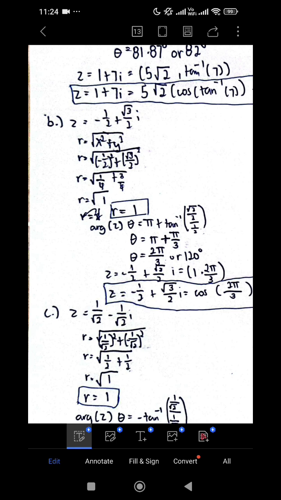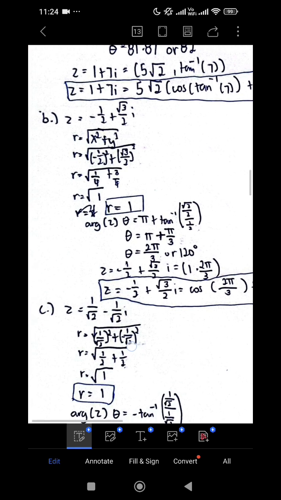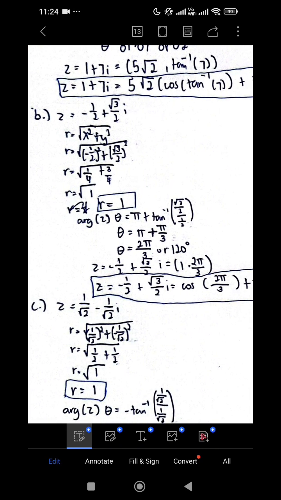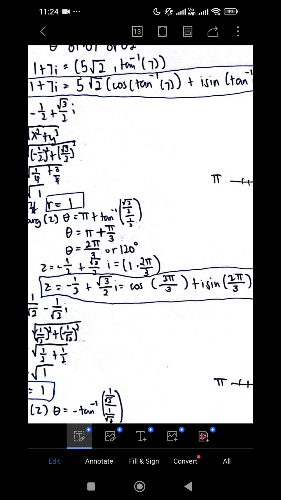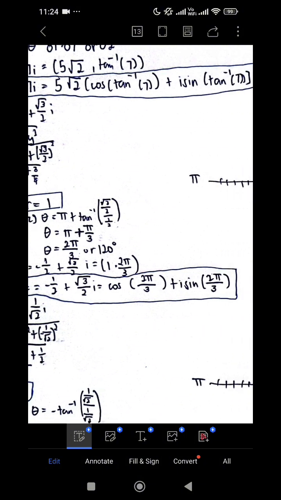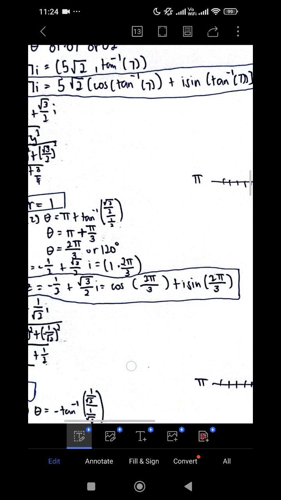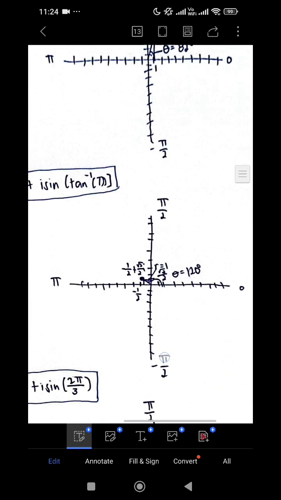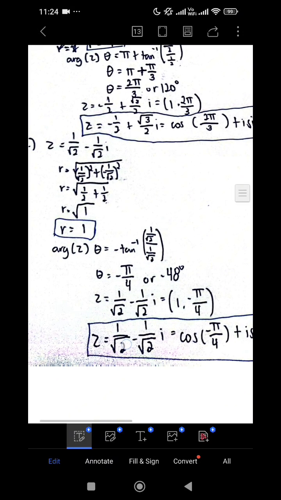Then z is equal to negative 1/2 plus square root of 3 over 2 i is equal to 1 times 2 pi over 3. Then the final answer will be z is equal to negative 1/2 plus square root of 3 over 2 i is equal to cosine of 2 pi over 3 plus i sine of 2 pi over 3. Then here's the graph again. This is the same as earlier. We applied it. Then moving on, letter C.